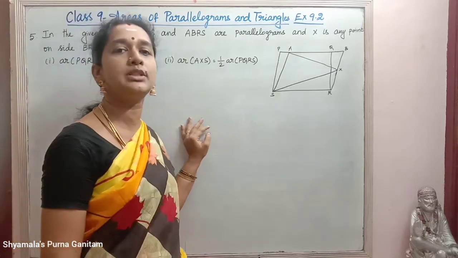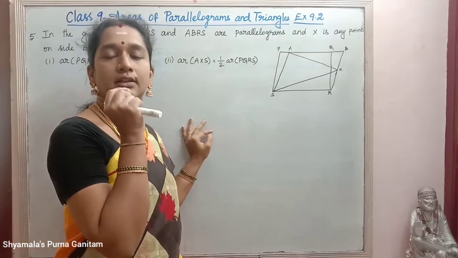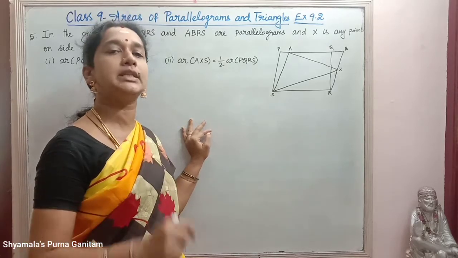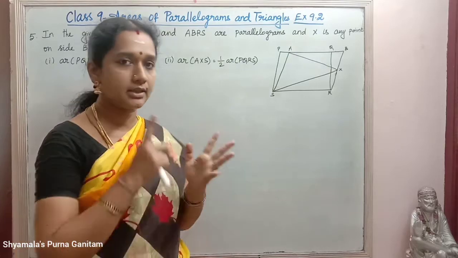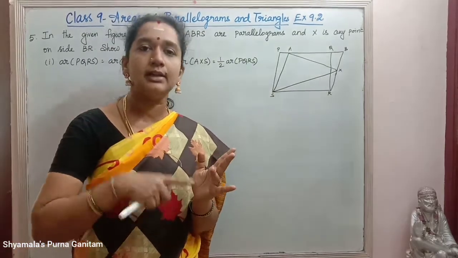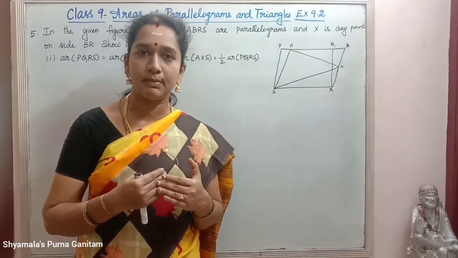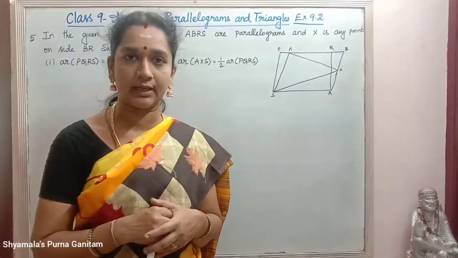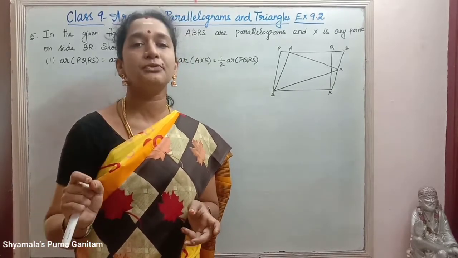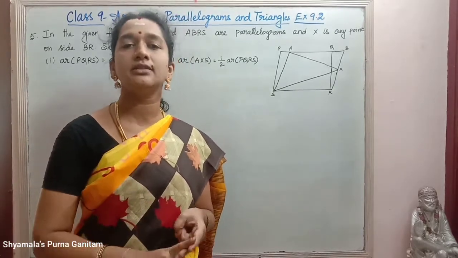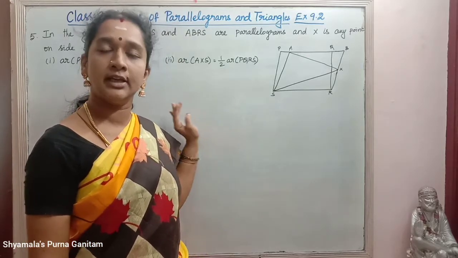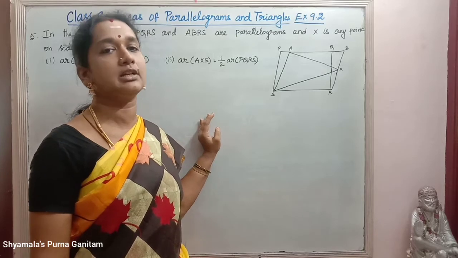So we are going to use the property that parallelograms between the same base and between the same parallels are equal in area. This property we are going to use. And the next one is, if a triangle and a parallelogram have the same base and are between the same parallels, then the area of the triangle is equal to half the area of the parallelogram. So these two properties we are going to use to show what we are asked to show.